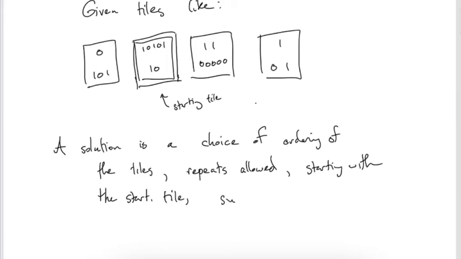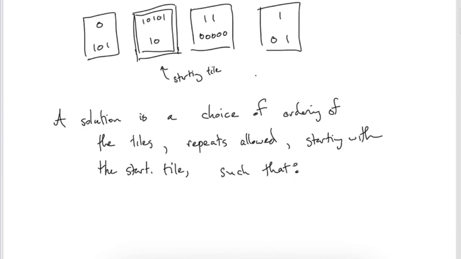Such that, here's what you're aiming for when you rearrange the tiles: you lay them all out in order, and the big string that you read across the top of all the tiles has to equal the big string across the bottom. If that's true, then you've solved it. Or perhaps you somehow decide that it's impossible for this collection of tiles.